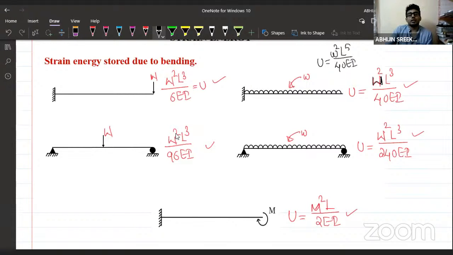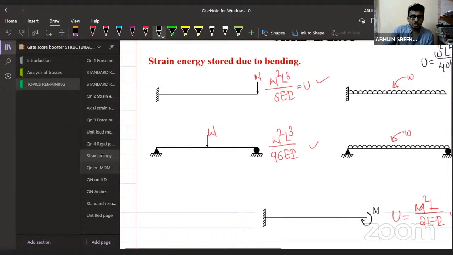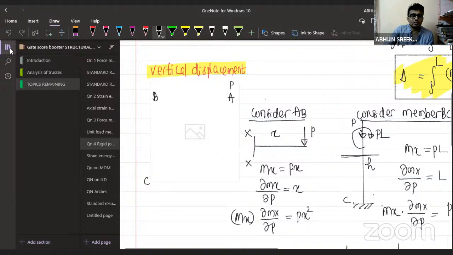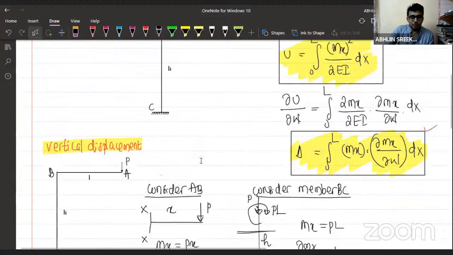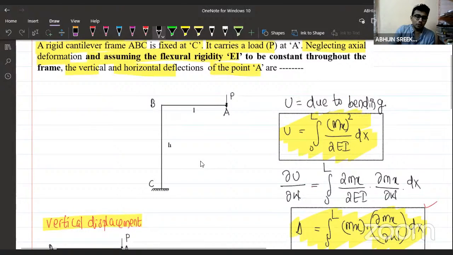Yeah, very good. How can I use the standard results here to save our time? You can see here, I'm going to write it here. See, AB portion is behaving like a cantilever. This joint is rigid. It is behaving like a cantilever subjected to a point load at the end.